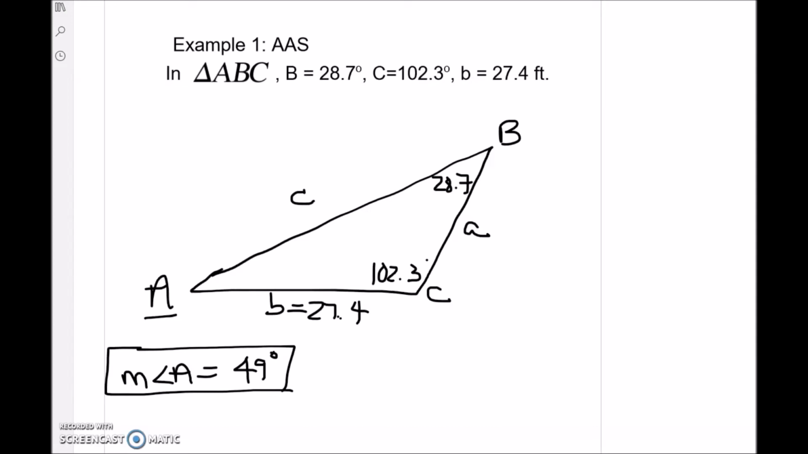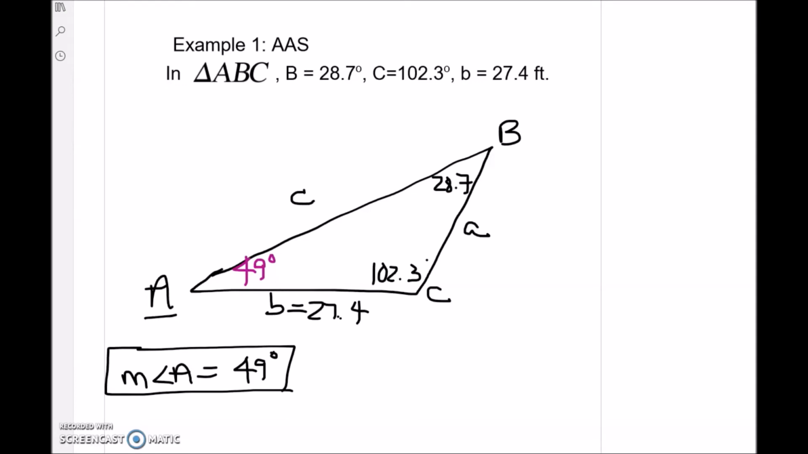So now I can go ahead and put that into my drawing here, and it will help me keep track of what information I have and what information I can use to find the missing pieces. So now if I want to find side C, I can use a combination of the items that I already have to find side C.